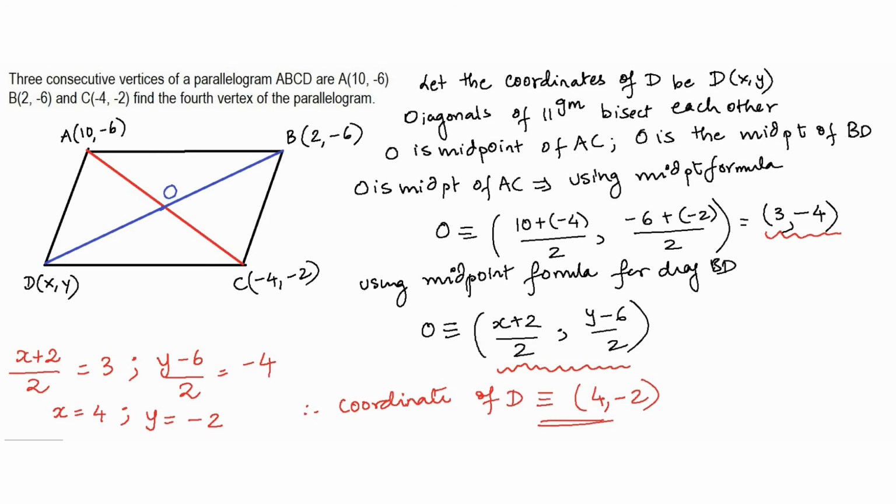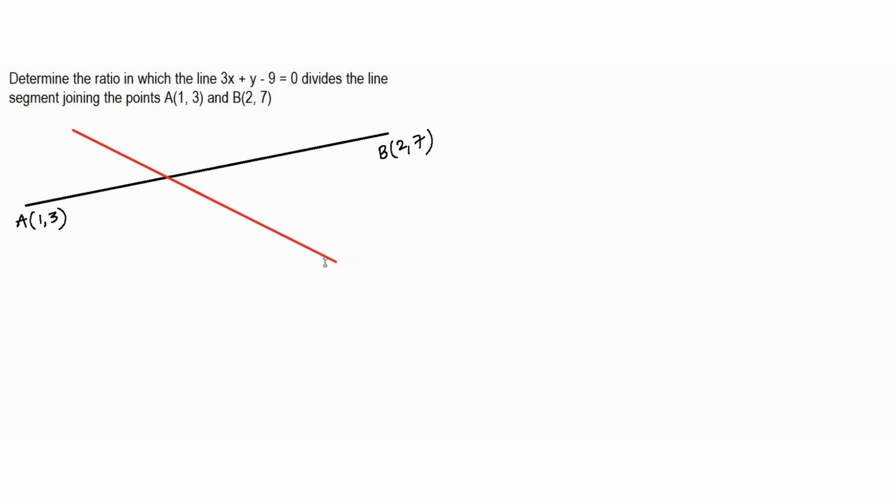Moving on to the next question. In this question, we have to determine the ratio in which the line 3x plus y minus 9 equals 0 divides the line segment joining A and B. So there is a line segment AB. A's coordinates are (1, 3). B's coordinates are (2, 7). And there is a line which is dividing this particular line into two parts. The equation of this given line is 3x plus y minus 9 equals 0. And let the point of intersection be P.